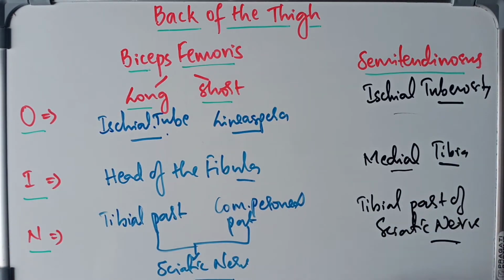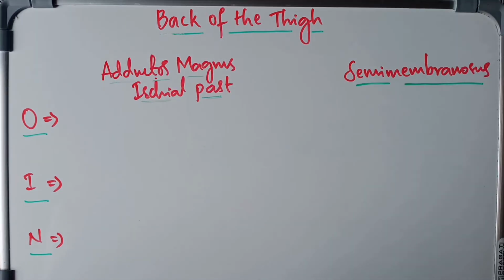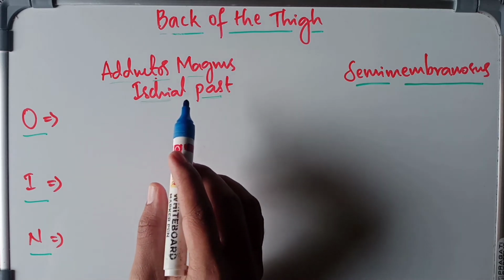So this is about the biceps femoris as well as the semitendinosus, about their origin, insertion, and nerve supply. And the action of both of these muscles is flexion of the knee joint as well as extension of the hip. That's what you need to remember. Now moving on to the next two muscles, the semimembranosus as well as the ischial part of the adductor magnus.